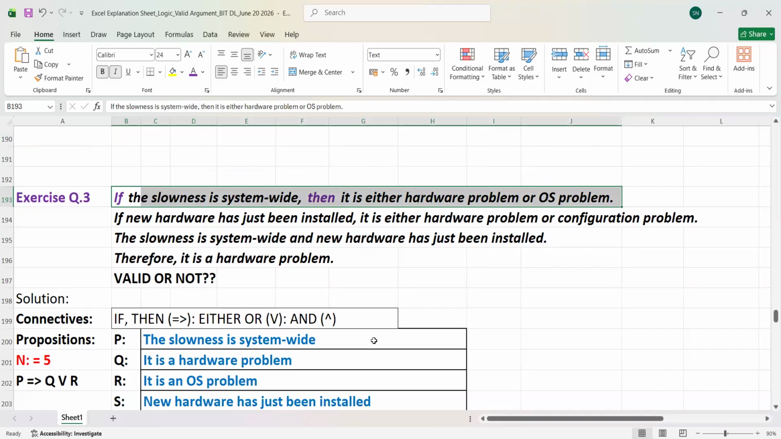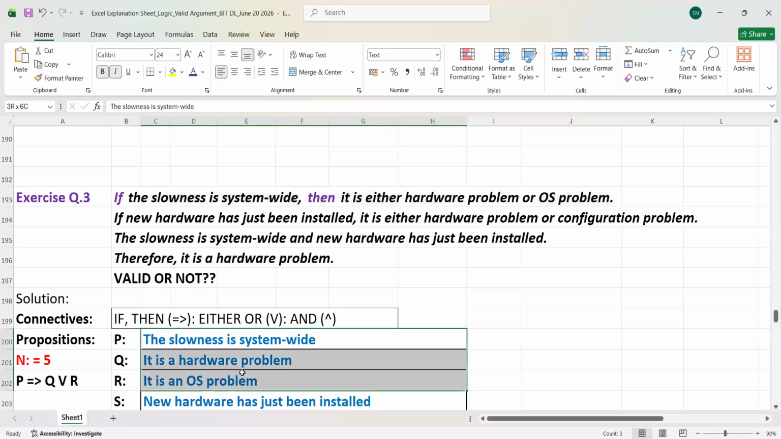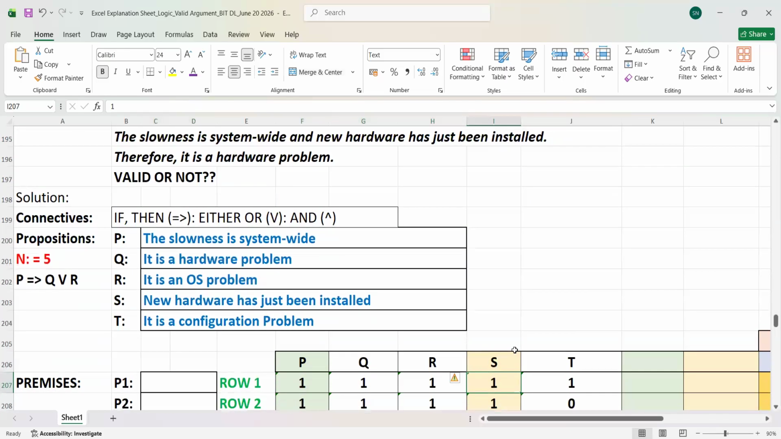Okay, so who can join the three statements for us? If the slowness is system-wide, then it's either a hardware problem or an OS problem. What is joining P to Q to R? We know it's PQR because we have identified them. But what is joining P to Q and what is joining Q to R? Somehow there must be brackets somewhere because you can't join three things at the same time. Yes, so can somebody help?